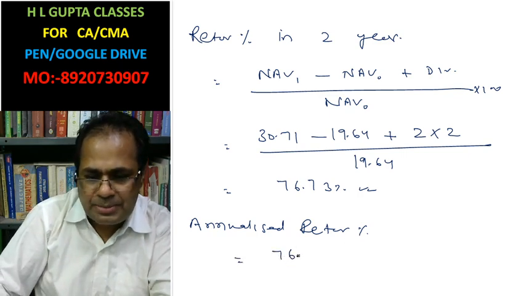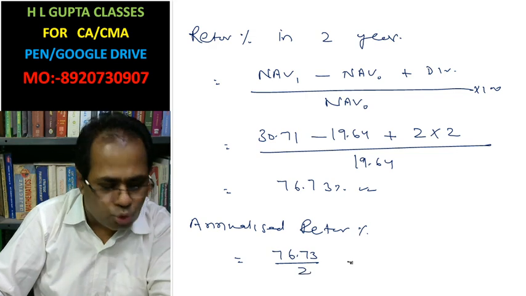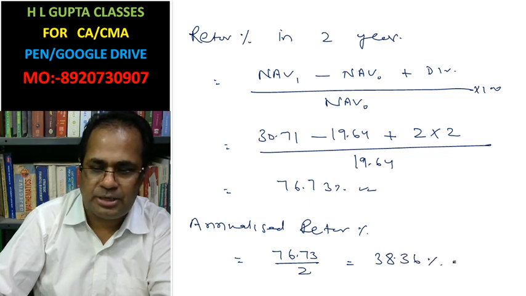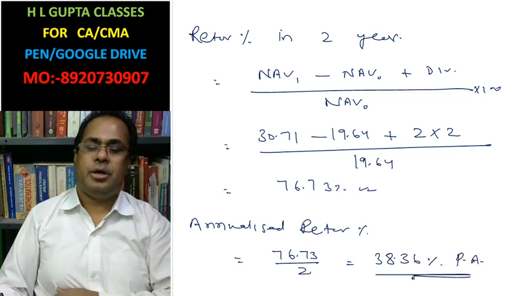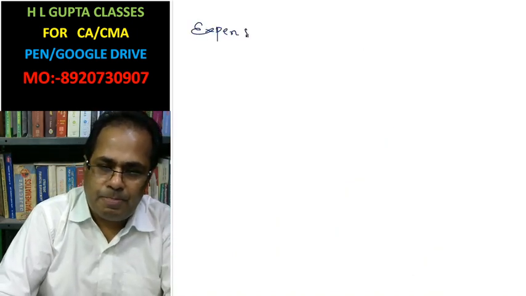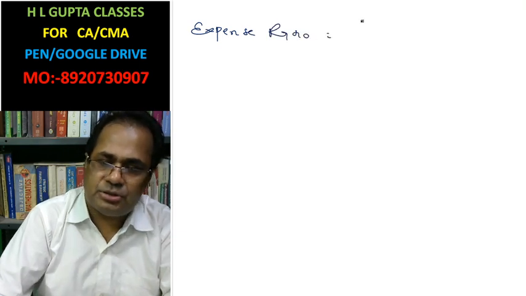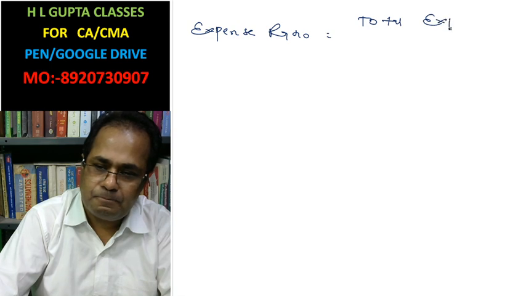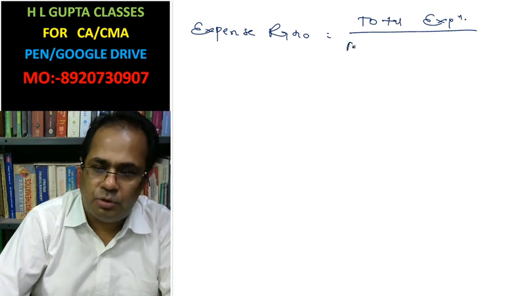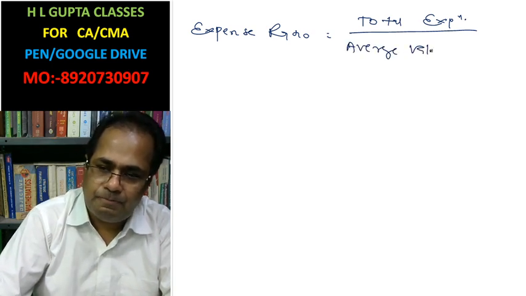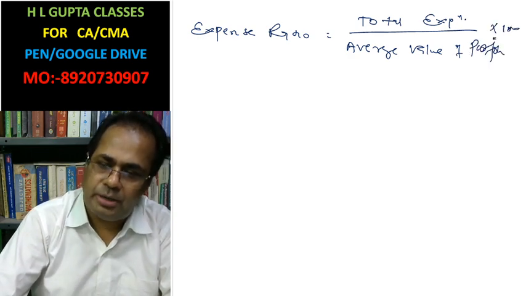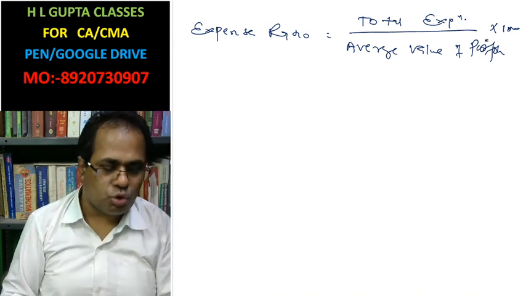Annualized return percentage will be 76.73 divided by 2. That is 38.36% per annum. This is annualized return. Now we have to calculate expense ratio. Expense ratio formula is total expenses divided by average value of portfolio into 100.